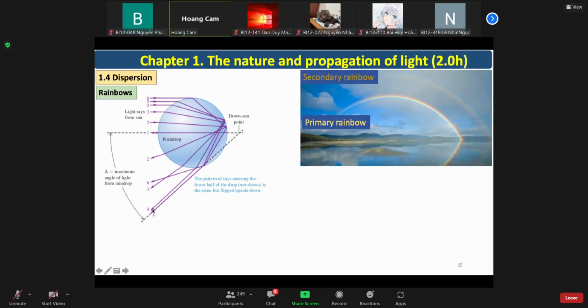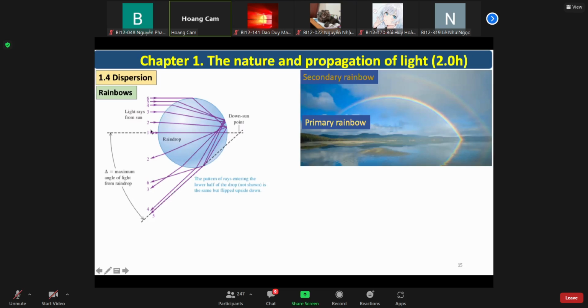And then the final one, the largest one we consider here, deviates a lot. So the largest deviation here, and then you can see the intersection of these two rays. It will create the down sun point here, and delta here is the maximum angle of the light from the raindrop. Pay attention that we draw only the upper half part. If we use the lower half, you can draw it as well, right? Using the symmetric property, you can also draw the outgoing rays.